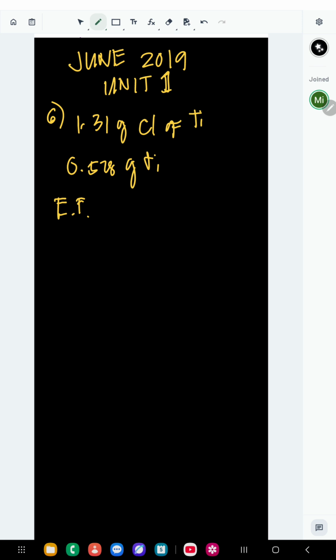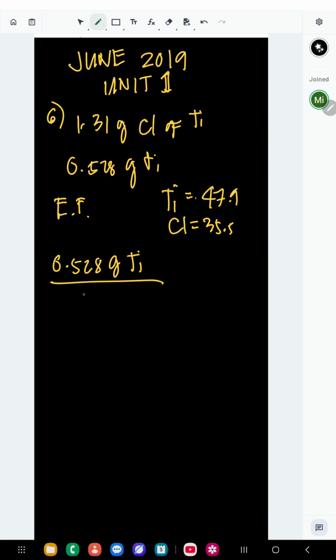Okay, so we're given here the molar masses of titanium, 47.9 grams per mole, and for chlorine, that is 35.5 grams per mole. All right. So we just need to convert the grams to moles. So we're given here 0.528 grams of titanium. Then we convert this to moles. So we divide this by its molar mass, which is 47.9 grams per mole.